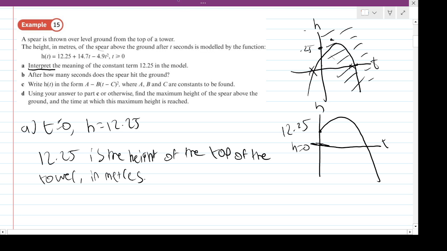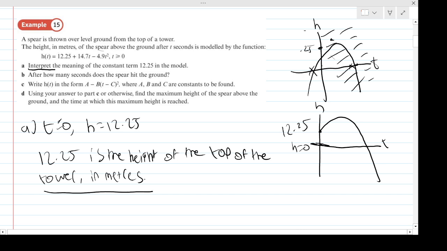And so yeah, there we are, 12.25. So hopefully it made sense. So interpret again. Hopefully you see that I've explained what that means in terms of the problem. So I didn't just say 12.25 is the height when t is 0. I said specifically 12.25 is the height of the top of the tower. Which means I'm relating it to the real life problem we've got here. So we're talking about being from top of a tower. That's where I got that from.